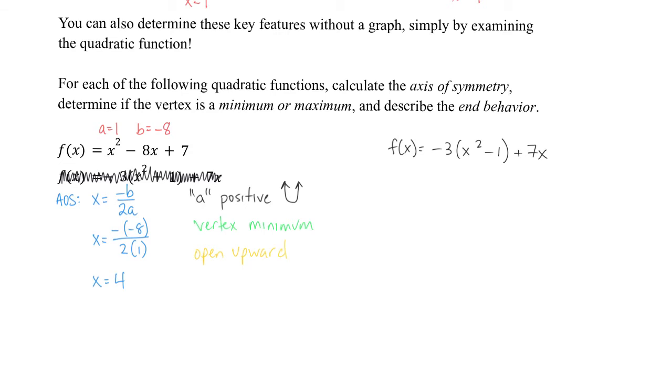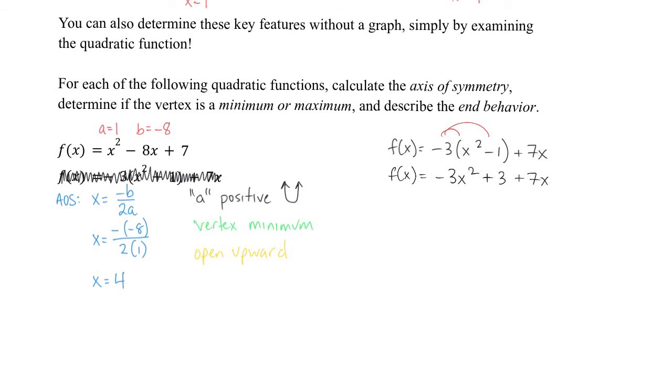Let's take a look at this other one. This one is not in standard form, so I need to put it in standard form. So I need to do a little algebra here. I need to distribute, and I get f of x equals -3x squared plus 3 plus 7x.